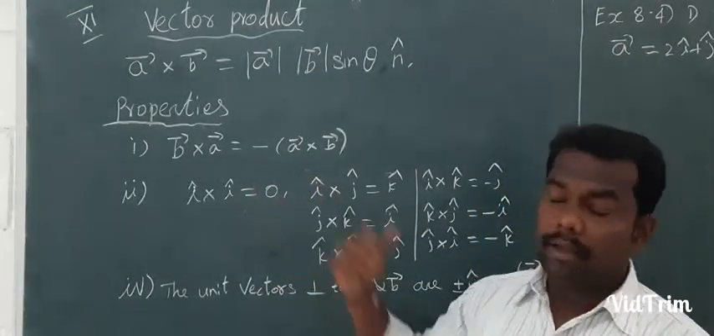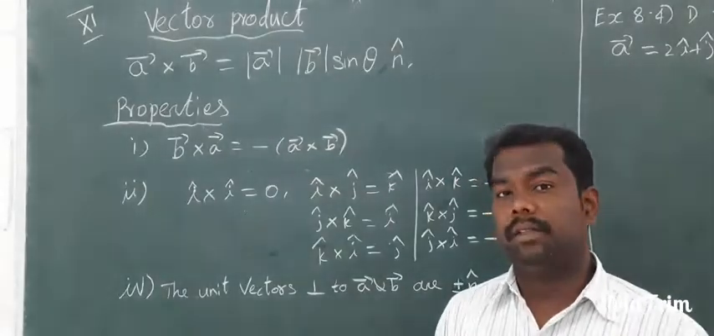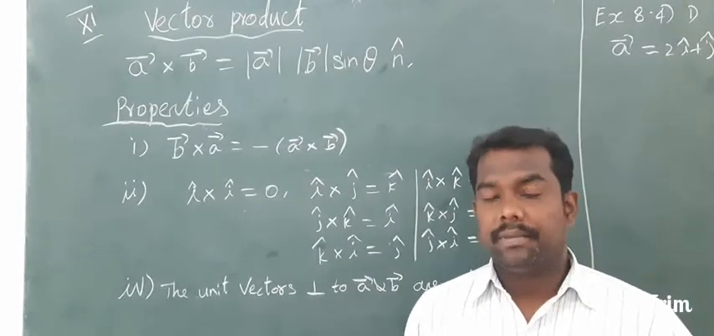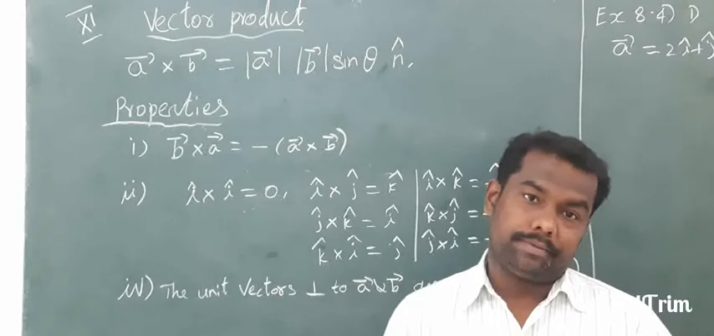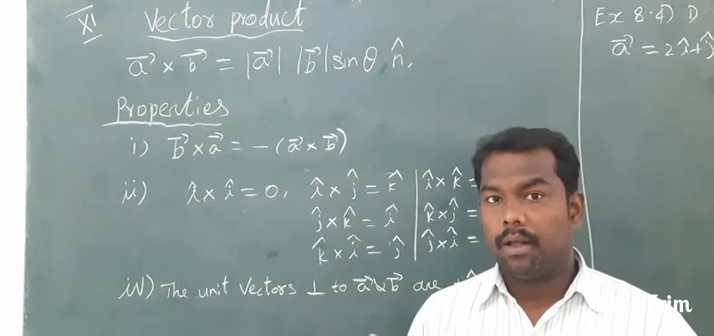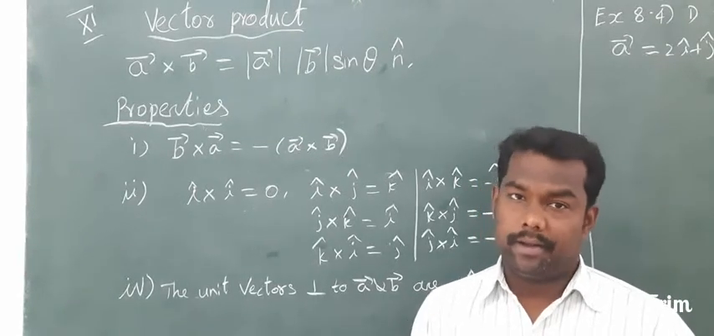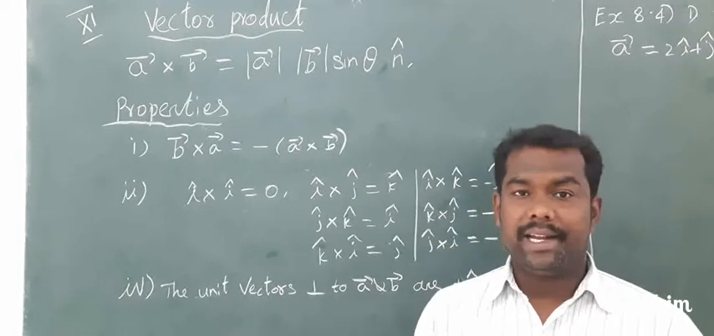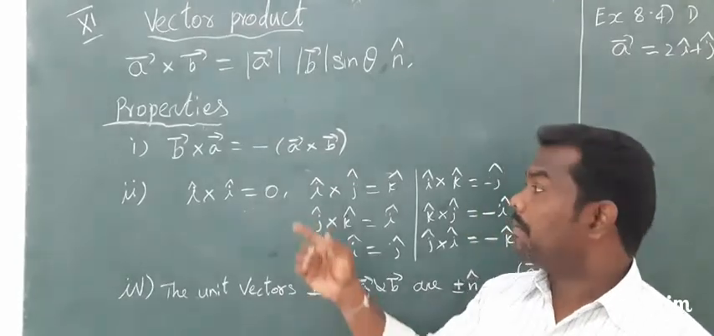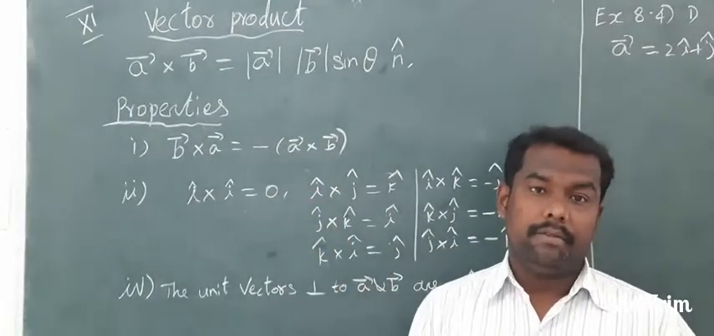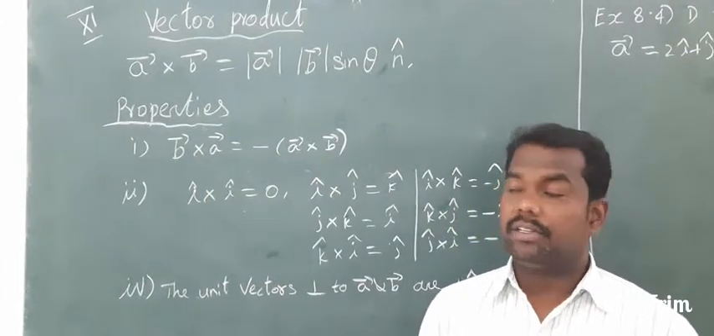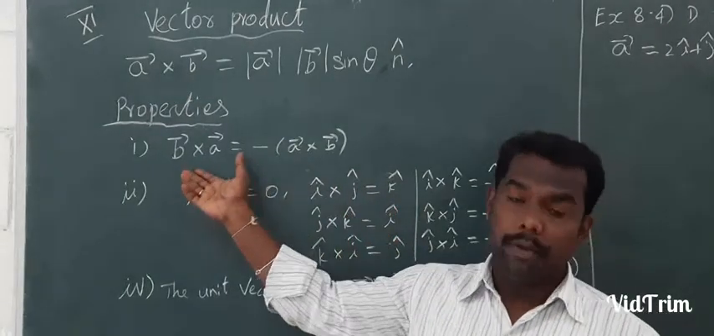The first one: B cross A is equal to minus A cross B, which means the right-hand system cannot be reversed, like a screw type. We can only accept forward. If you go backward, you mark it minus, which denotes the right-hand side versus the left-hand side, if you take B cross A.